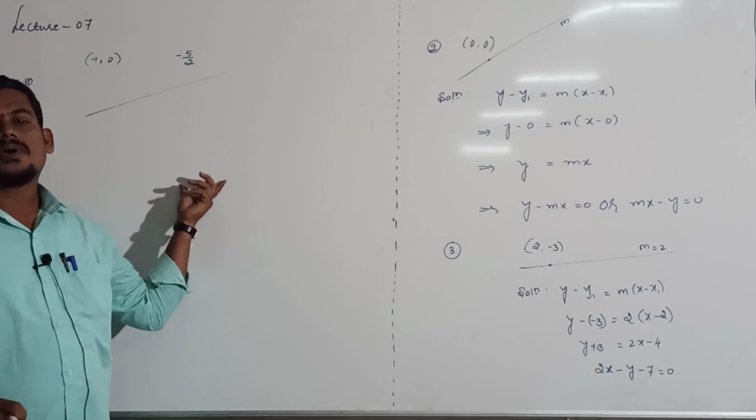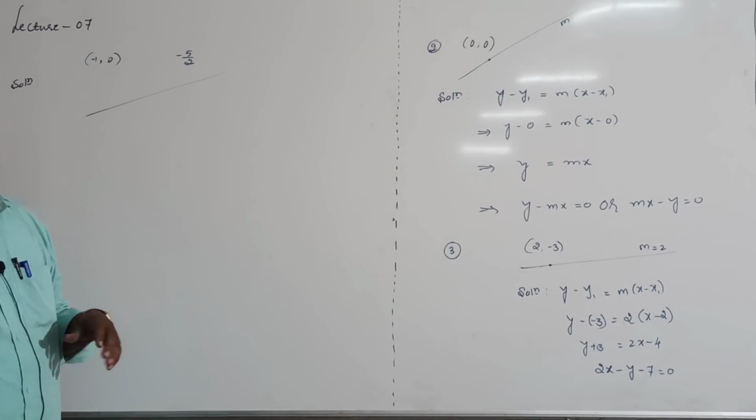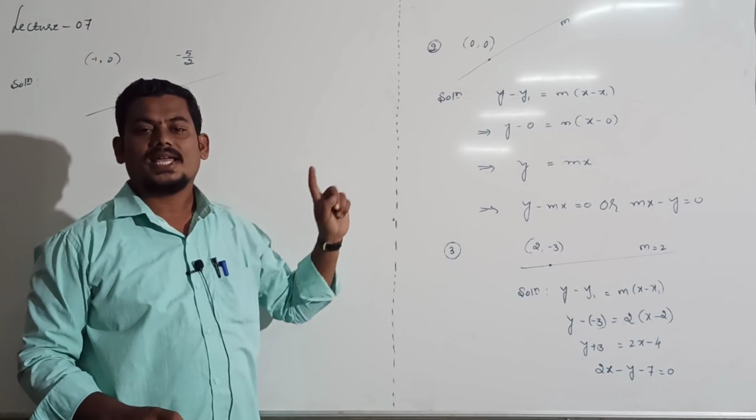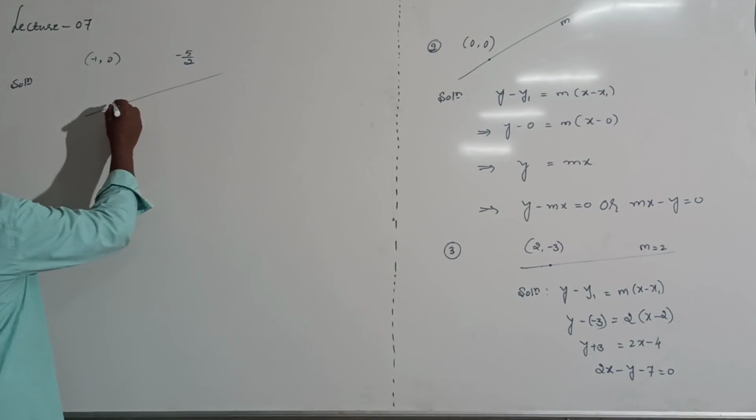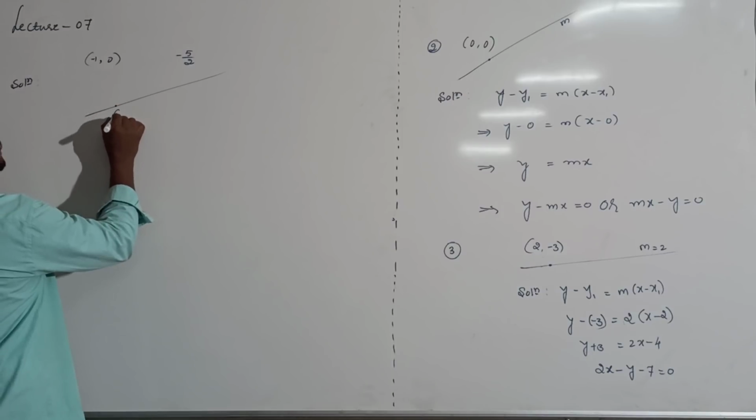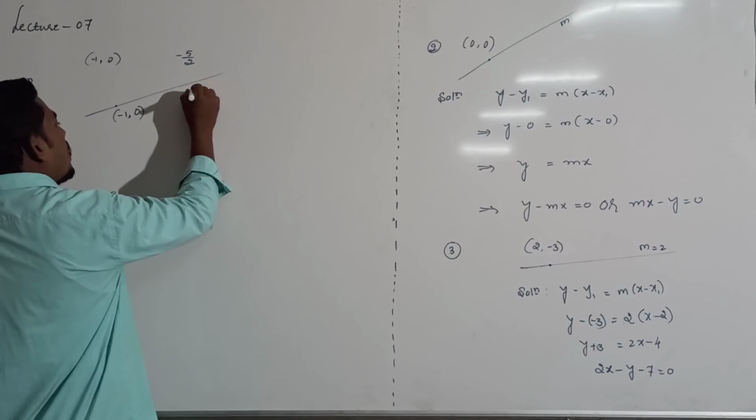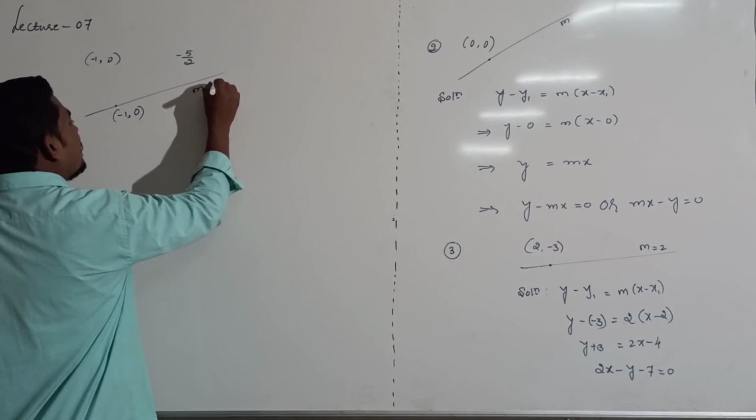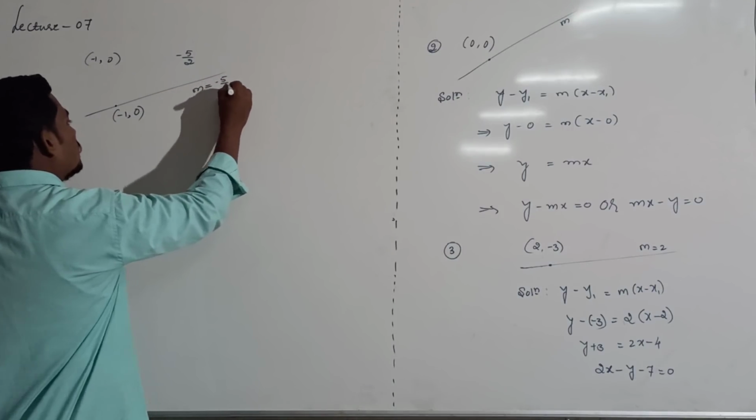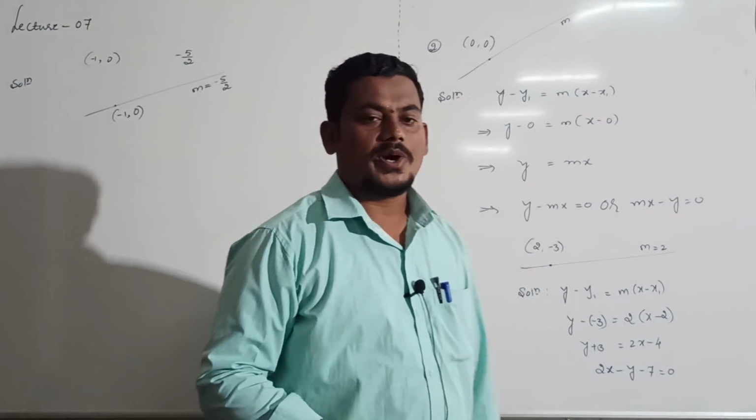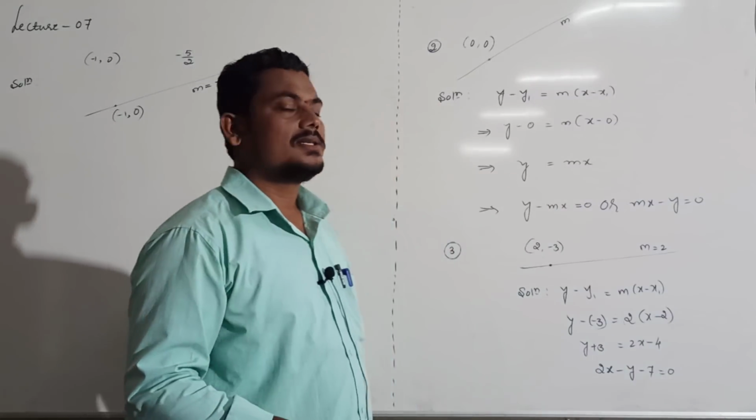For your reference, just draw a straight line. No need to draw this straight line, but for your reference, just draw a straight line and take one of the points. One of the points means the given point, (minus 1, 0). Having slope means its small m value they have given, that is minus 5 by 2. Slope and point, so use the slope point formula.